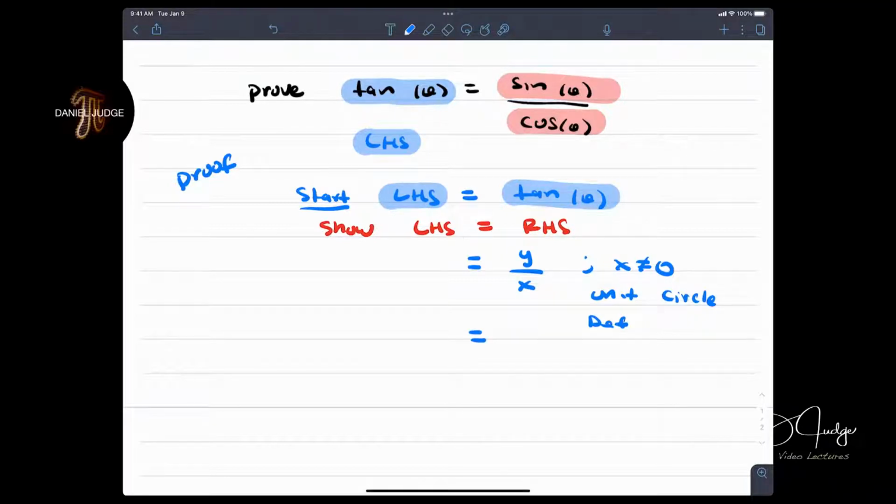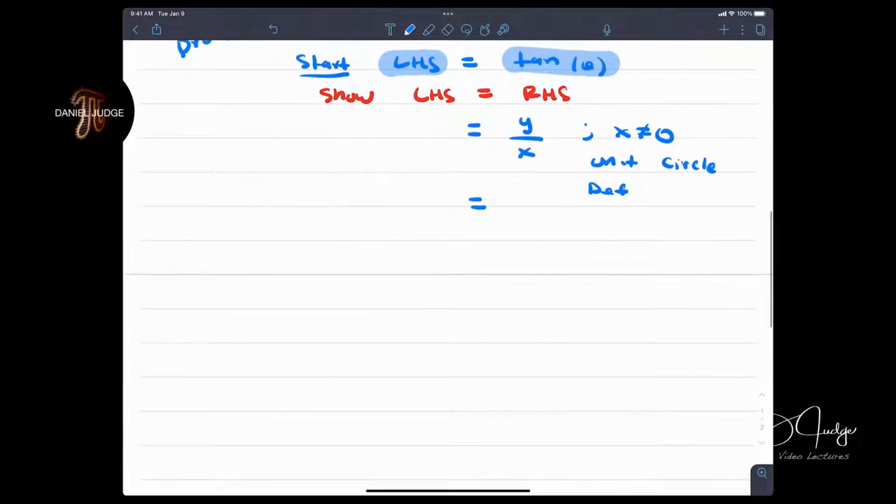Okay. But you also know that y was defined to be sine with those same circular functions. And x was assigned to be cosine. It's from the same idea from circular functions.